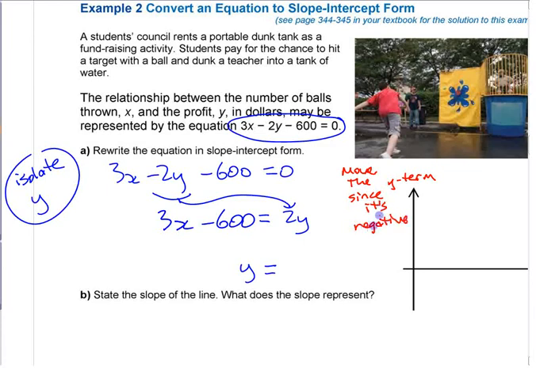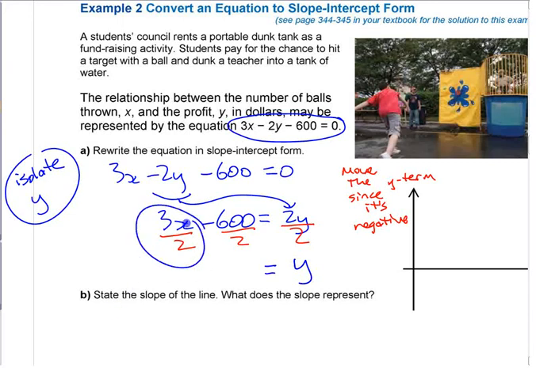What do I do now if I want to get the y by itself? If I want to get y by itself and it says 2y, what do I do there? Divide by 2. If I divide by 2, I got to divide each of the other terms by 2. This leaves me with just y over here.